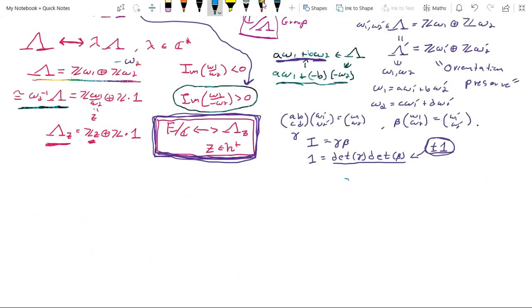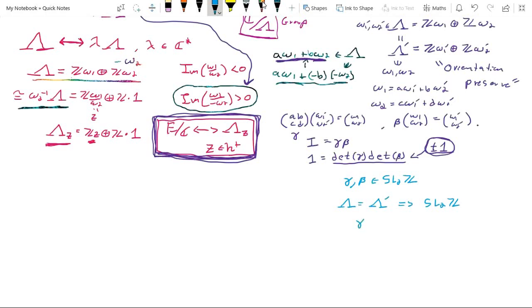But if gamma and beta are integer matrices and they have determinant positive 1, this just means that they are elements of SL2Z. So in other words, if I have two lattices, lambda and lambda prime, and I know that they're equal on the nose, then their basis elements only differ by a transformation of SL2Z.